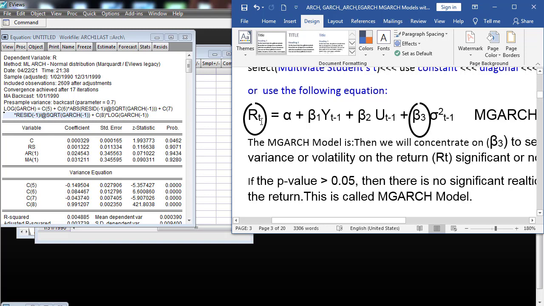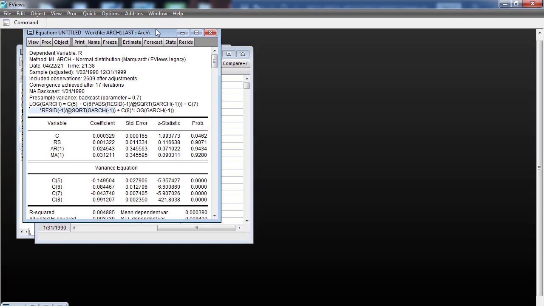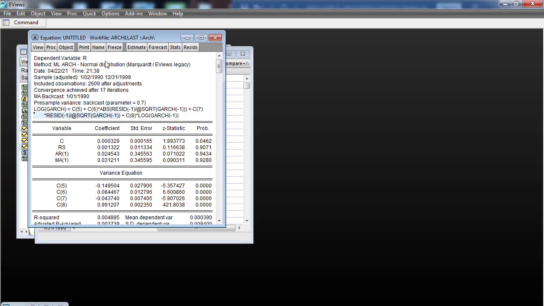If the p-value is less than 5%, there is a relation between variance and return. But if the p-value is greater than 5%, there is no significant relation between beta 3 and the return. Let me put it in the system. We have two methods to use in this system. There is another equation we can use, but now we use this equation or formula.